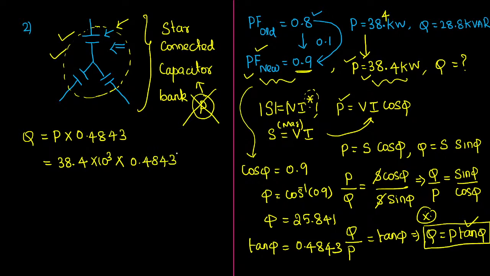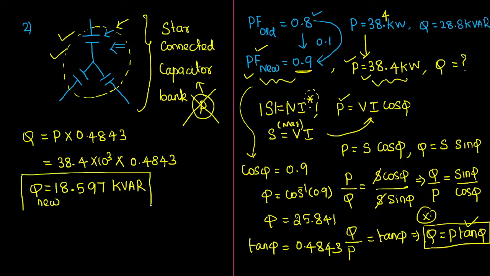So now if you multiply it by 38.4, you will be coming up with 18.597 kilovolt ampere reactive power. This is the new reactive power. Now we have estimated the old reactive power. We have also estimated the total new reactive power. Now it is very important. See, old reactive power is 28.8 kilovolt ampere reactive power. Now new one is 18.597 kilovolt ampere reactive power.